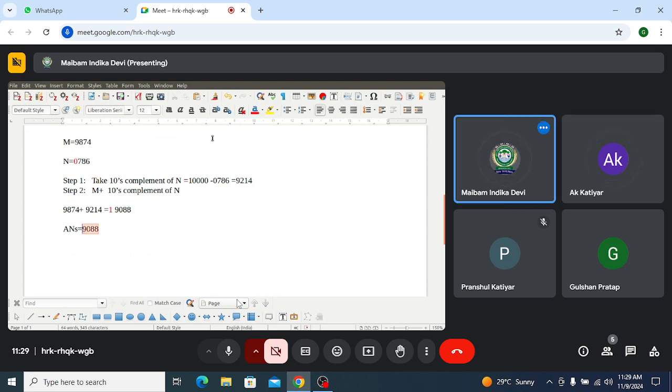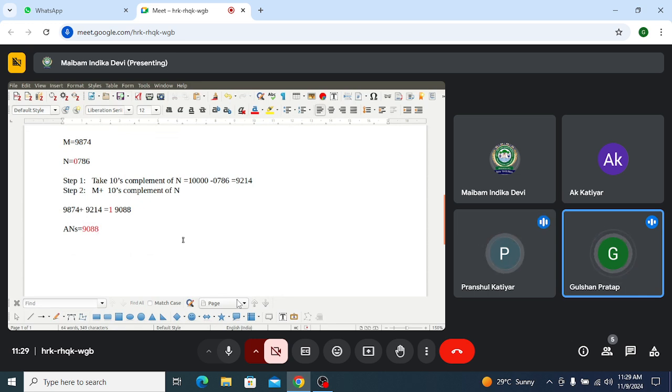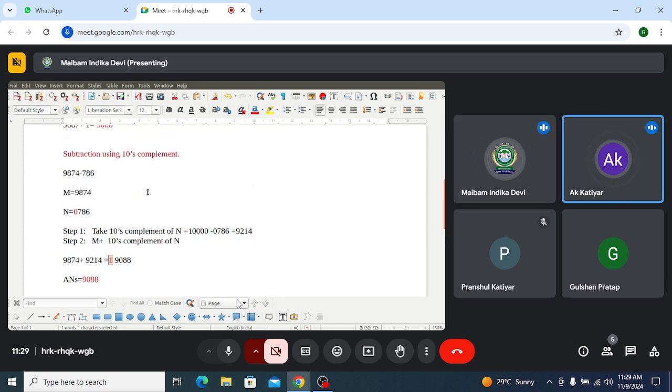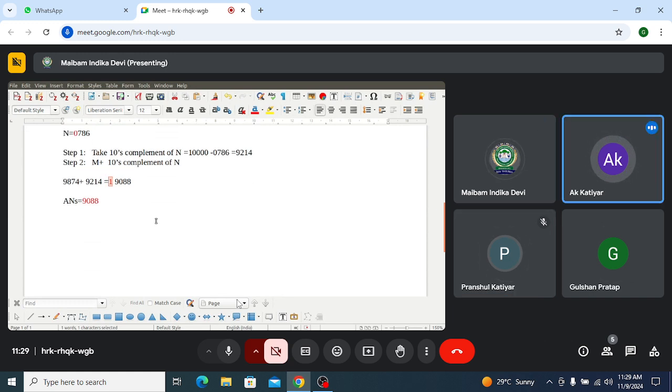Yes or no? Understood? Ma'am, here the end carry is discarded, meaning I should delete it. The end carry will be discarded. Whatever end carry comes, it will be discarded in tens complement.